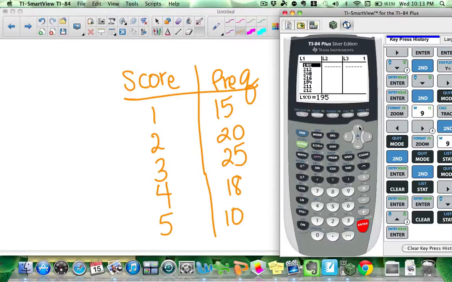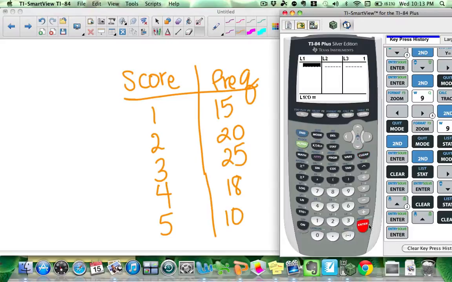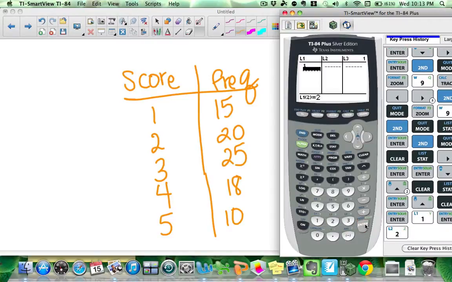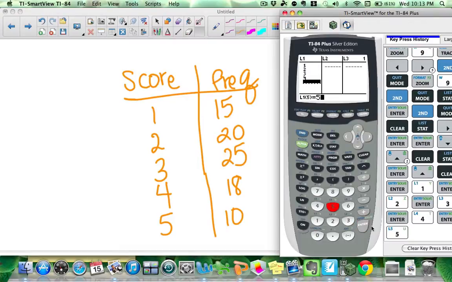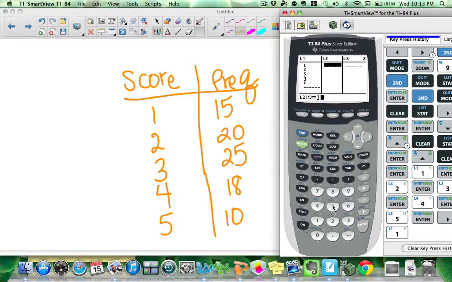So what I'm going to do, let's go ahead and clear our age data. I only do this when I have a scenario like this. I'm going to put the values of the variables 1, 2, 3, 4, 5 in list 1. And I'm going to put those frequencies in list 2.